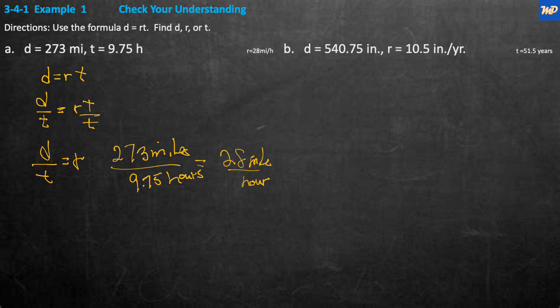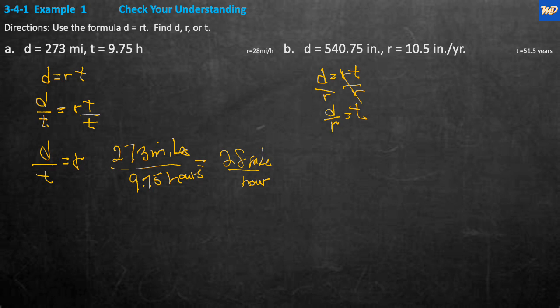Let's do the next one. They give us D and R. So this time you're going to find T. Same thing. You get the equation D is equal to R times T. Except we want the T. So instead of dividing by T, we're now working with R. So we're going to divide both sides by R. And we're going to end up with D over R is equal to, the R's cancel, is equal to T.